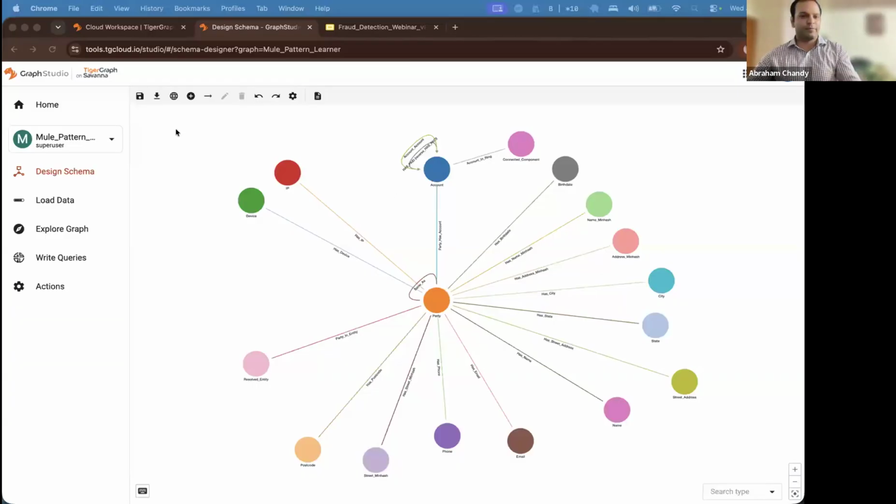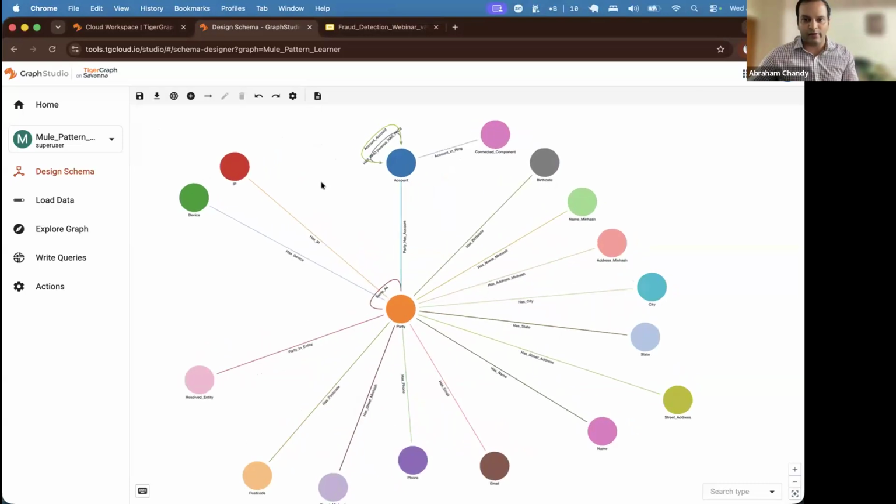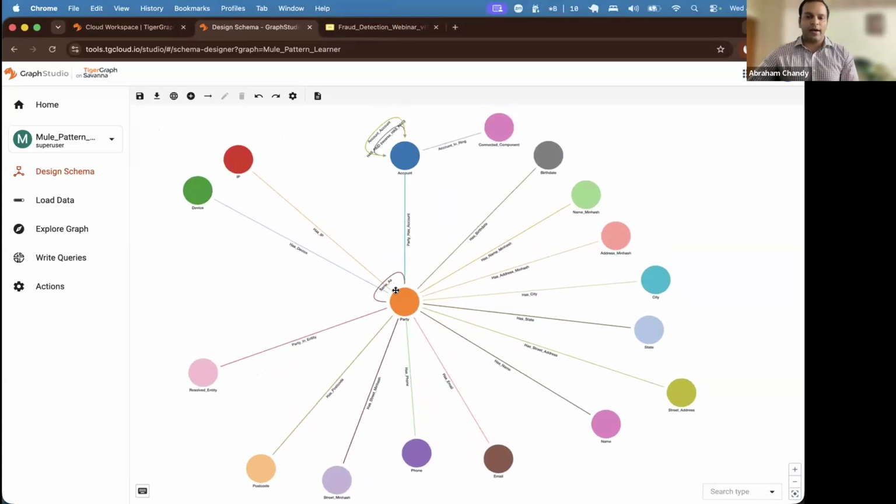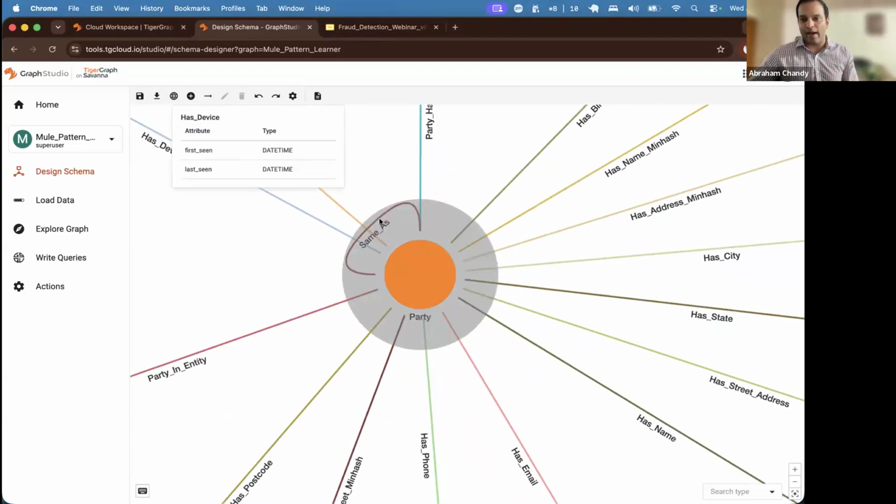So let me share my screen again. Okay, my screen is visible. You can see the schema here on Graph Studio again. As usual, we have our party vertex, and we have a same as edge here.